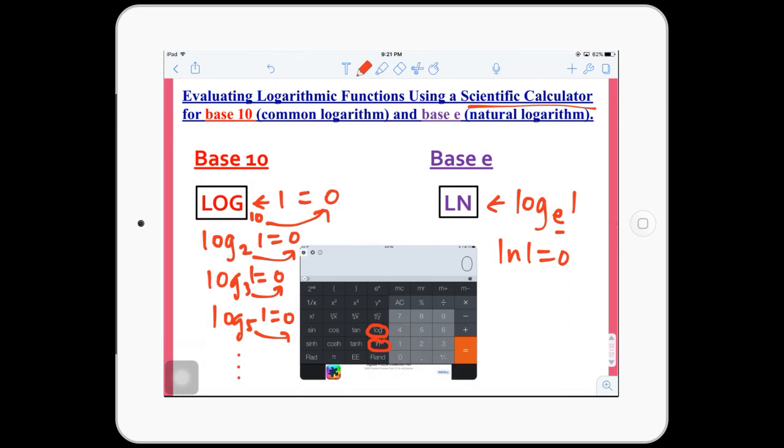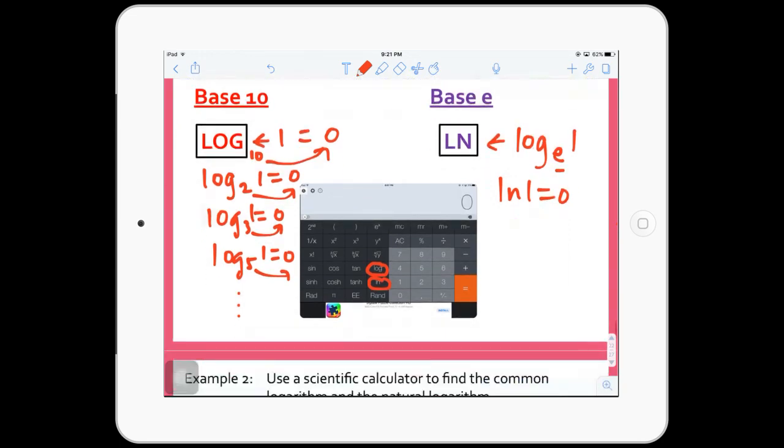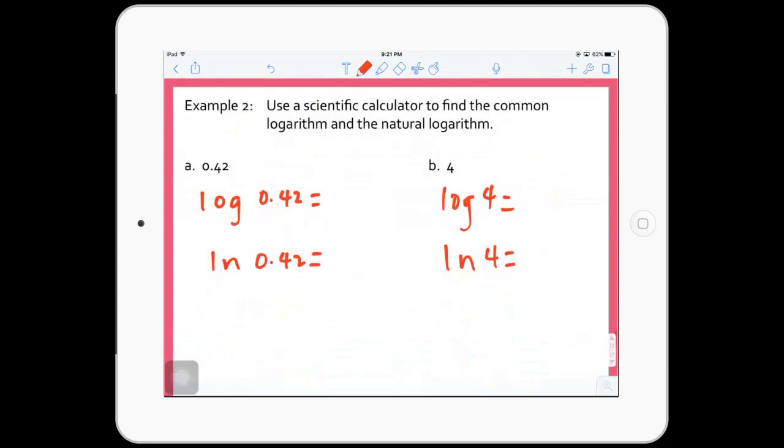So now I need you to go, and unfortunately I cannot stop the video and go into the app, otherwise it will quit on me. So you need to go into your calculator and locate those buttons and start finding the values. So we're going to have you practice this on your calculator while I do it on my other calculator.